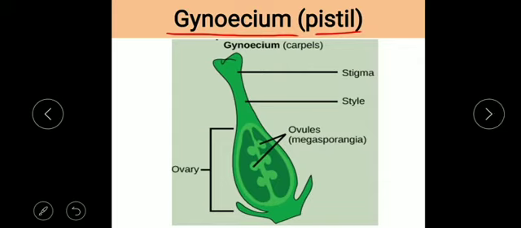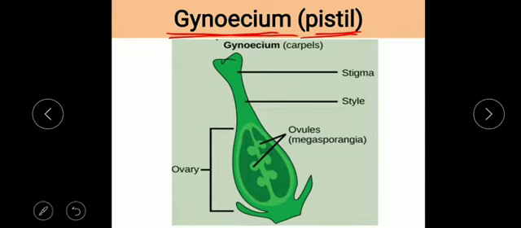Hello everyone. Today we are going to start with the gynoecium or pistil. Okay, so it is the innermost female reproductive whorl which is present in the flower. I think you have already studied or seen the previous video lecture where I explained the floral whorls.